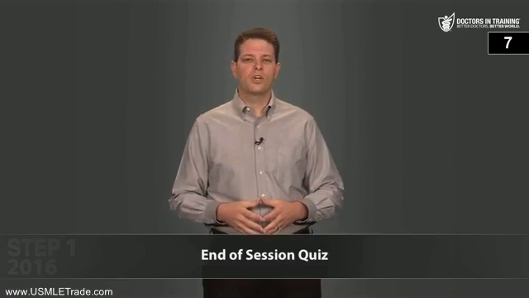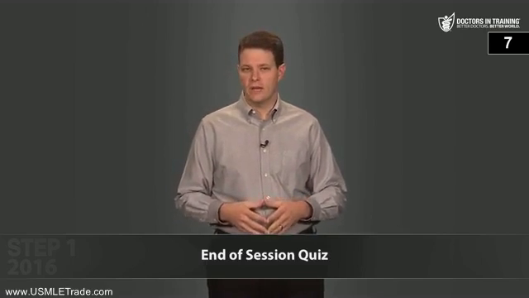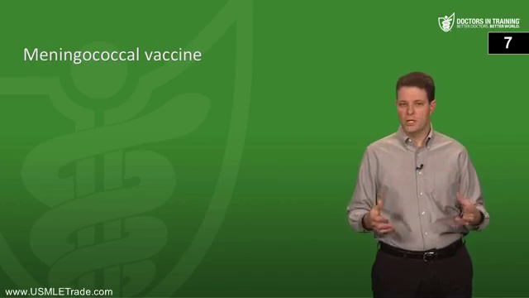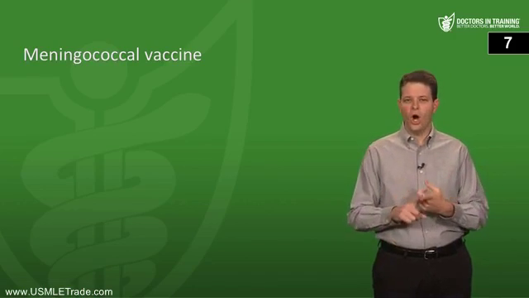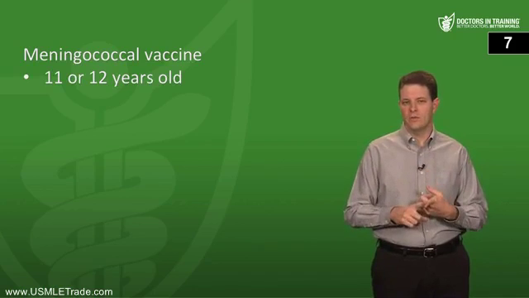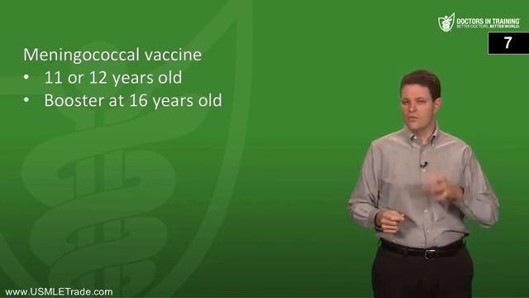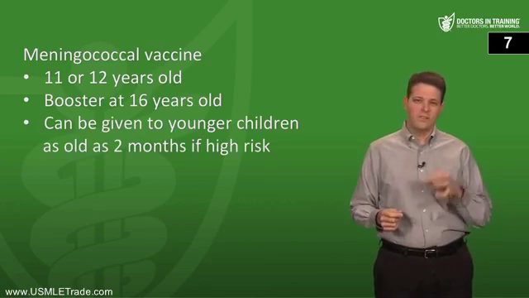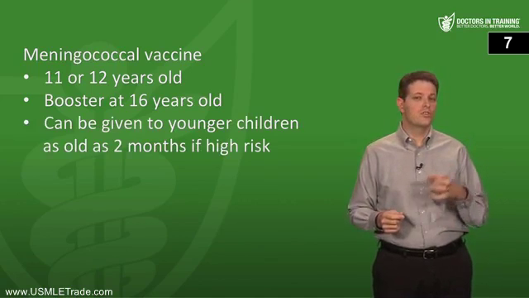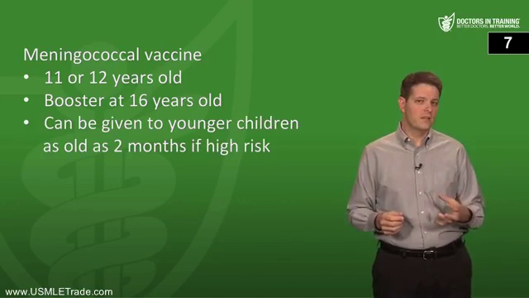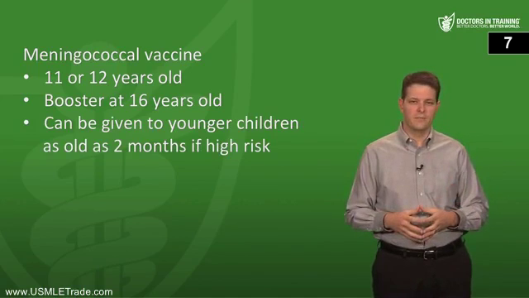First question, what's the current recommendation for the meningococcal vaccine? So without getting into too much detail, the main recommendation is all children should be vaccinated at 11 to 12 years of age and then have a booster at age 16. But in certain rare, high-risk conditions, we sometimes give this vaccine to kids as young as 2 months old. But for most kids, this is a preteen vaccine.